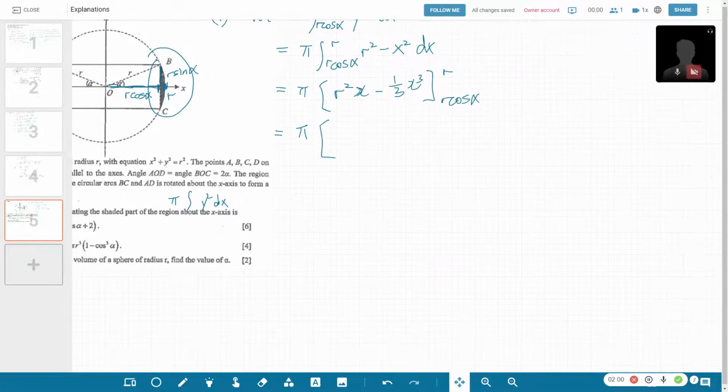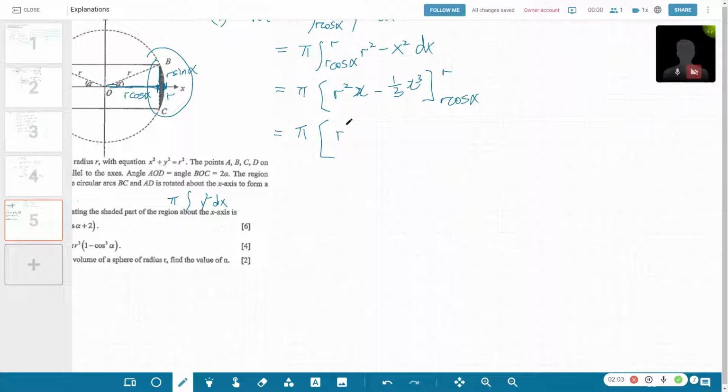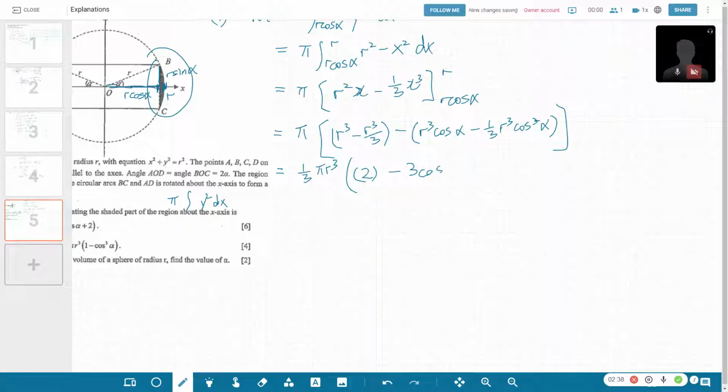Let's just shift this. So when we sub in, r cubed minus r cubed over 3, then we minus r cubed cosine alpha minus 1/3 r cubed cosine cubed alpha. Now we take out the 1/3, the pi and the r cubed. So we get 1/3 pi r cubed. For this part, r cubed minus r cubed over 3, we get 2r cubed over 3, right? So we get 2 minus, and because of this 1/3 here, it will become 3 cosine alpha.